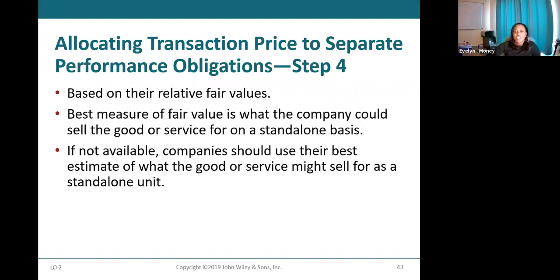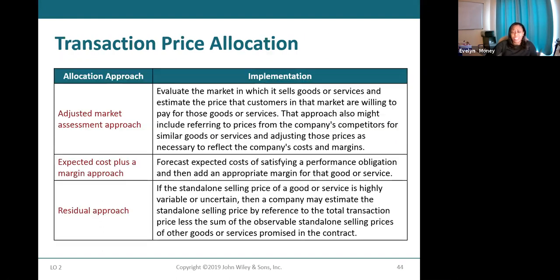Now, in allocating the transaction price, this is where we can use fair values or standalone selling prices. There are a couple of different methods. Sometimes that information, those fair values, is not available if we typically don't sell the product on a standalone basis. So these are a couple more approaches that we can use.